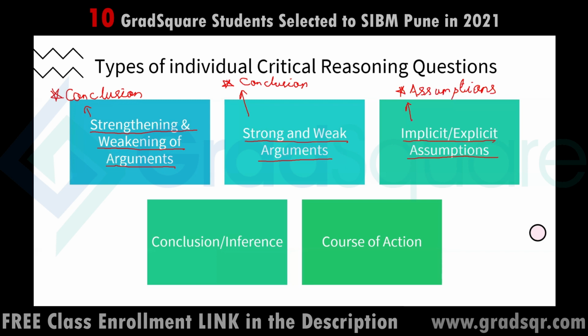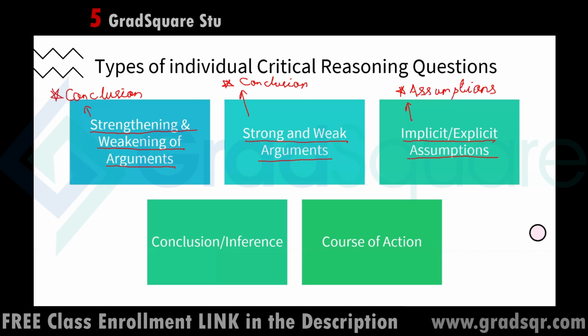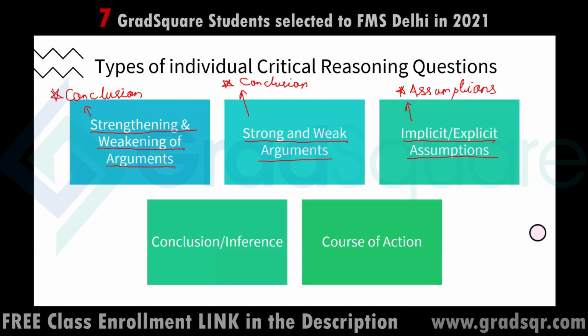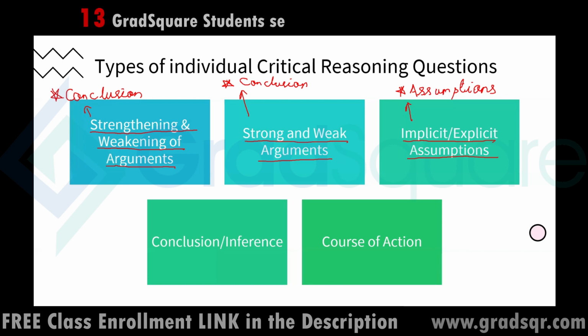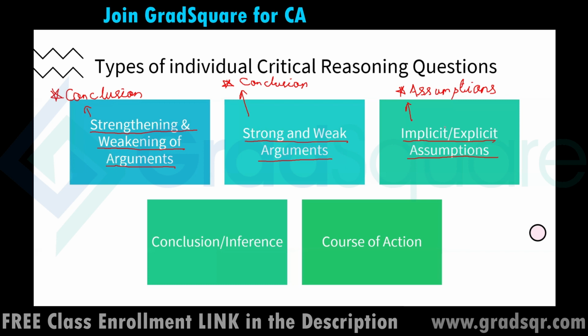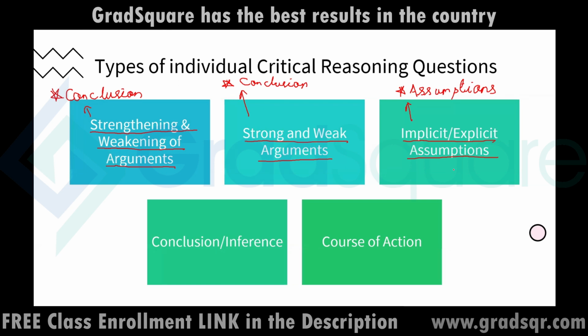And the option choices will say statement 1 is implicit, statement 2 is explicit. Option B will say statement 1 is explicit, statement 2 is implicit. Option C will say that both statement 1 and 2 are implicit assumptions. Option D will say neither statement 1 nor statement 2 are implicit assumptions. So it can be this kind of a question, or the question might say, by giving an argument, which of the following is an implicit assumption of the argument.